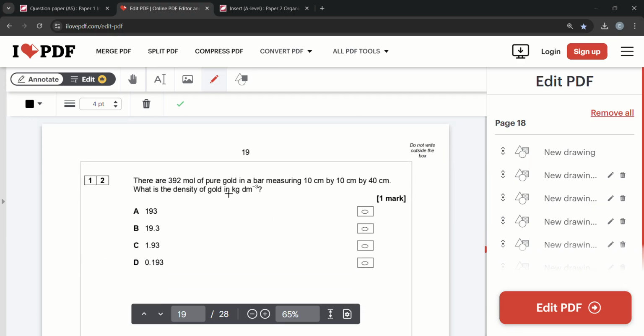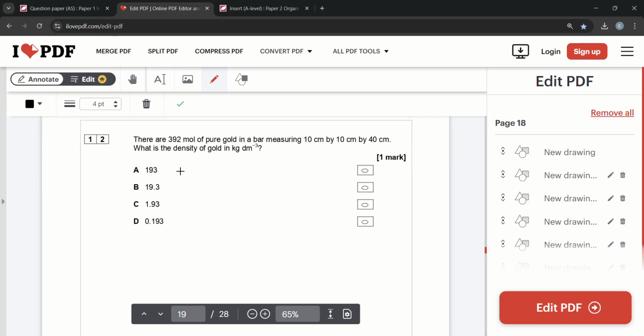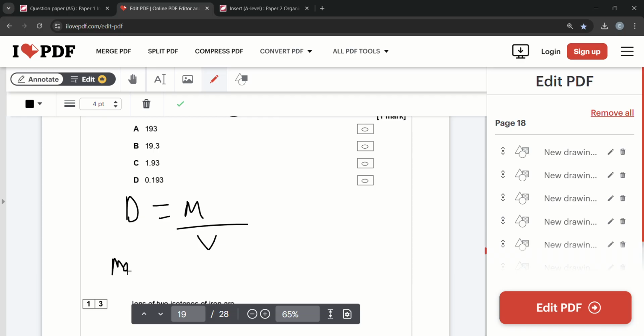What is the density of gold in kilograms per dm cubed? This one is a bit of a tricky question, because it doesn't give you the Mr, so a lot of students, including myself, don't think about moles and mass and how to do it. But obviously density is mass over volume. But in this case, we want mass in kilograms and we want volume in dm cubed. So we can find out the mass because we know moles is mass over Mr, therefore mass is moles times Mr.